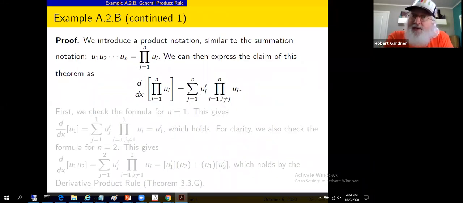To prove this, I need to introduce a little bit of new notation. If it's in that calculus book, it's kind of hidden. It's probably in some exercise somewhere along the way. But just as we have a summation notation based on sigmas, sigma for S for sum, there's a product notation based on pi's, pi for P for product. So it's a product notation as well.